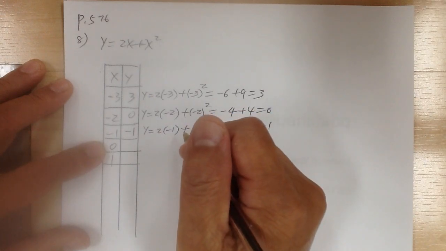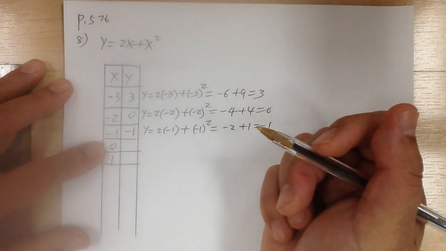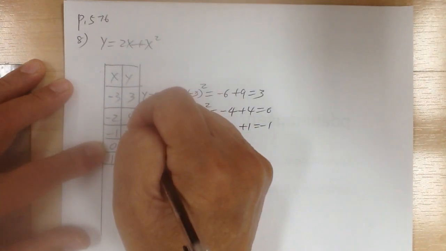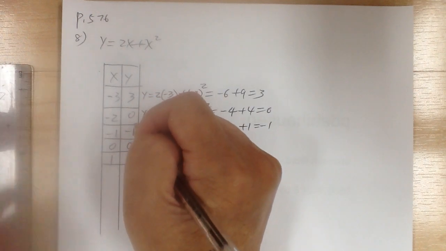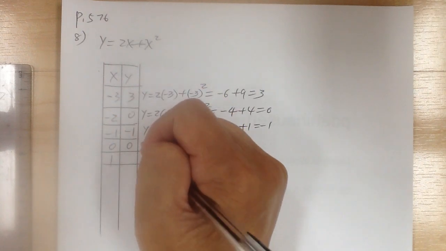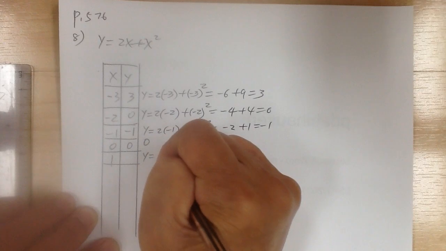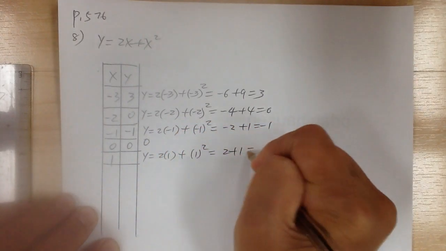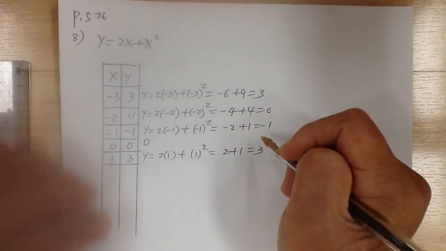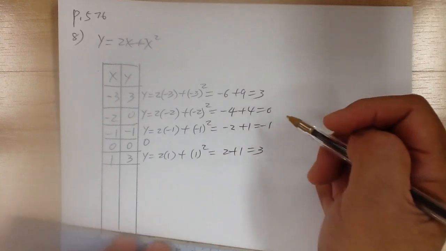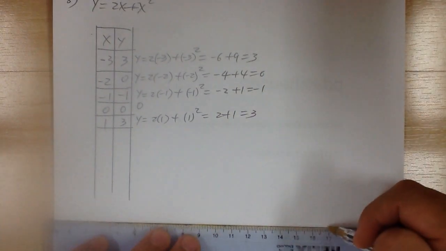Next one. At 0, if you plug in, you're going to get 0. Then you get the 1. So y equals 2 times 1 plus 1 squared. So equal to 2 plus 1, this will give you 3. Again, notice the symmetry, right? This matches, this matches, this matches. Okay, so let's go and graph those points.